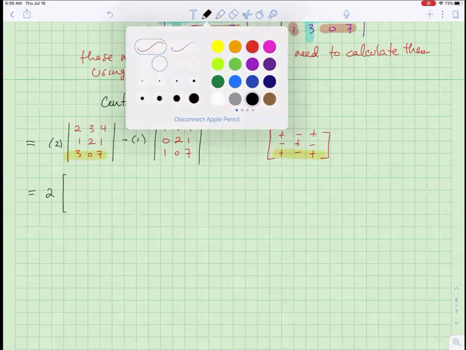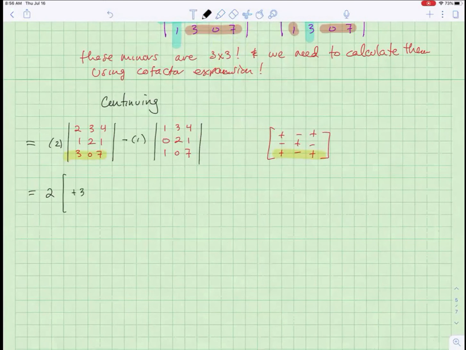So this is going to be positive 3 times the minor 3, 4, 2, 1, minus 1. Oops, sorry, I'm moving on to the next one. Sorry, I'm not even done yet. Expanding here, we have a negative 0 times the minor 2, 4, 1, 1, plus 7 times the minor 2, 3, 1, 2.